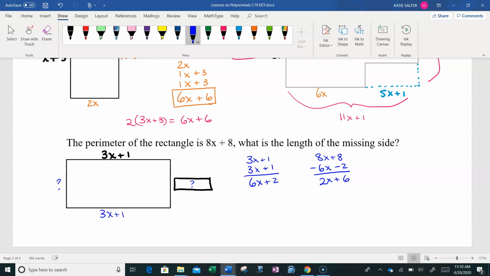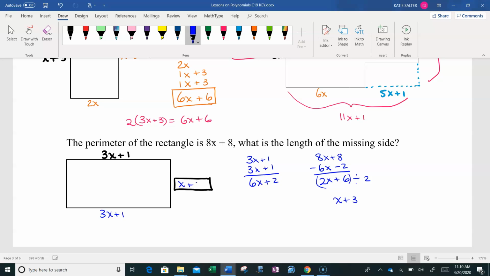Okay, but the deal is we have to remember that this 2x plus 6 is both of these sides. That's the two widths. So then you've got to halve that to get the one width that we're missing. So if it's both of these added, 2x plus 6, if we divide that by 2, kind of think about that, then that would give us x plus 3.